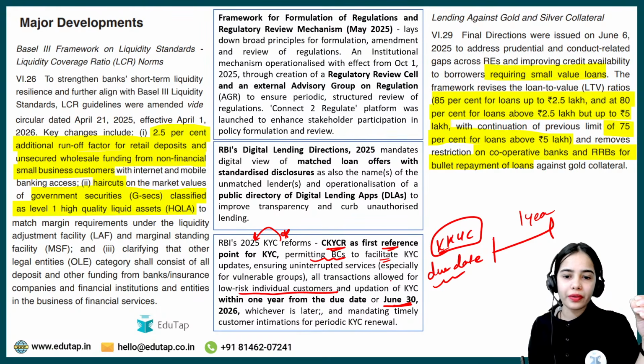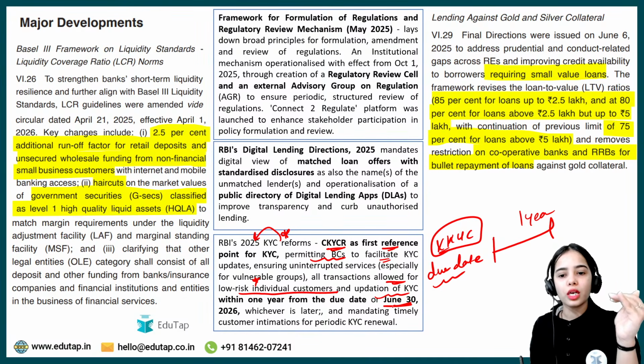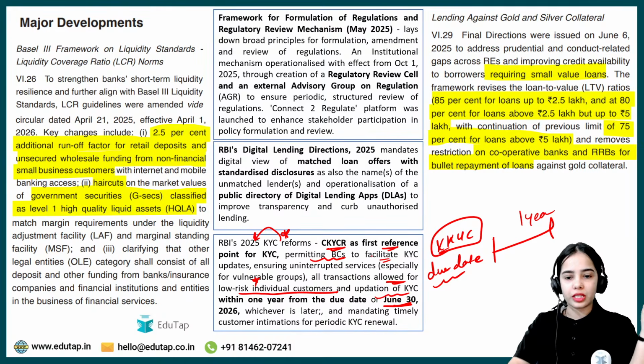Okay. So all transactions are allowed for low risk individual customers, and updation of KYC should happen within 1 year from the due date or June 30th, 2026, whichever is later.